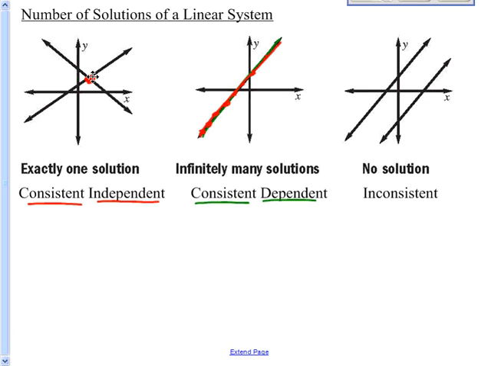Infinitely many solutions there. Now, the last one here, can you see how the two lines are parallel? And you say, well, how many places do they cross? Well, they don't cross because they're parallel. So we say no solution, or inconsistent, meaning I don't have a solution. So again, to review that, you have either one, infinitely many, or no solutions depending on the two lines you've got.